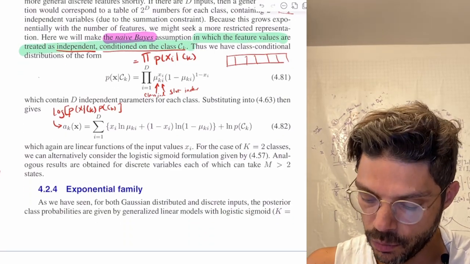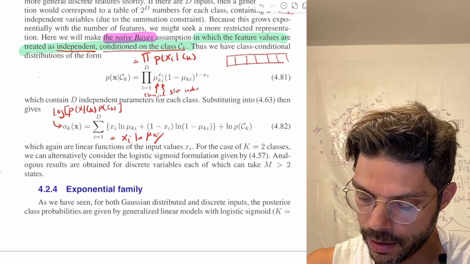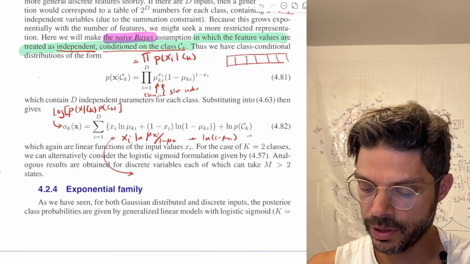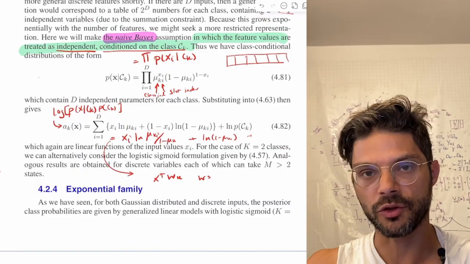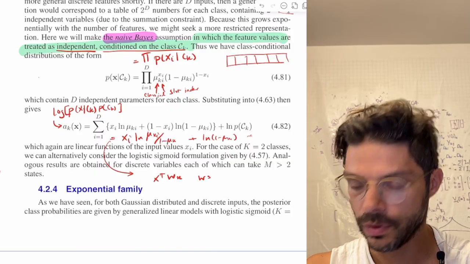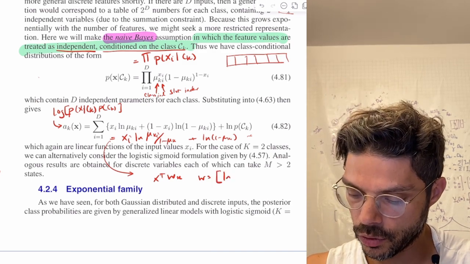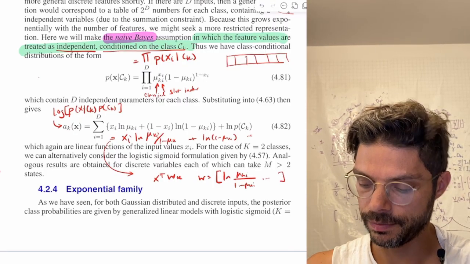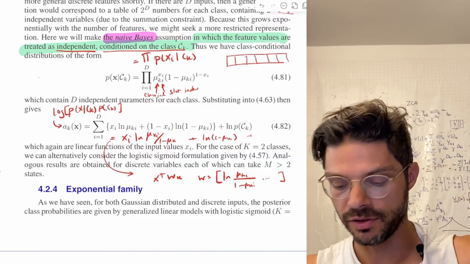It's also interesting to see what they look like. So this is going to be ln of mu_ki over 1 minus mu_ki, plus the sum of ln of 1 minus mu_ki. So we end up getting x transpose some weights, and the weights are essentially the log odds of the positive value for each element. So it's going to have a very similar form: linear in the data, giving us linear decision boundaries.